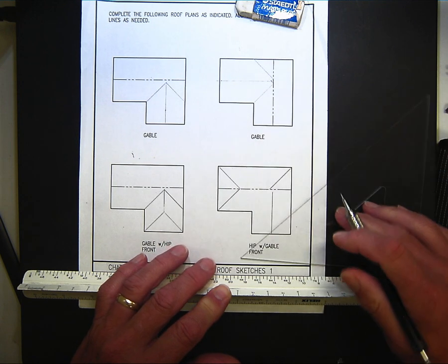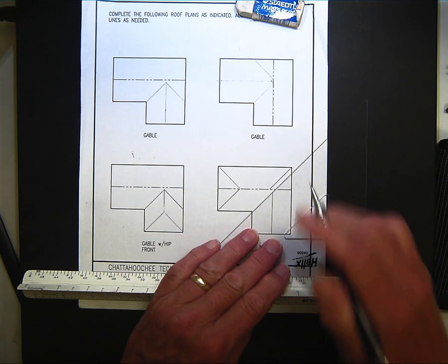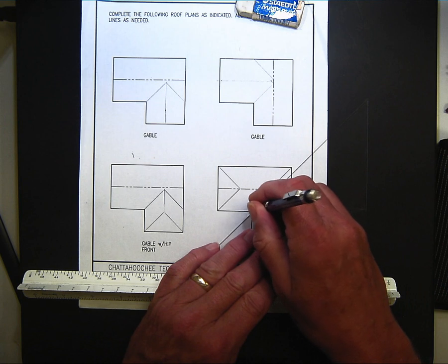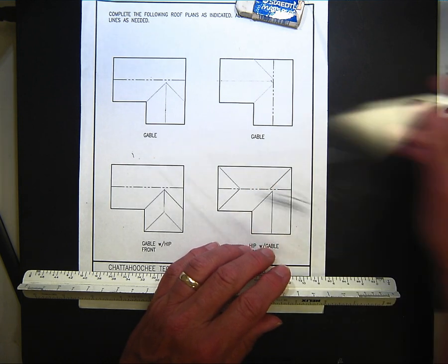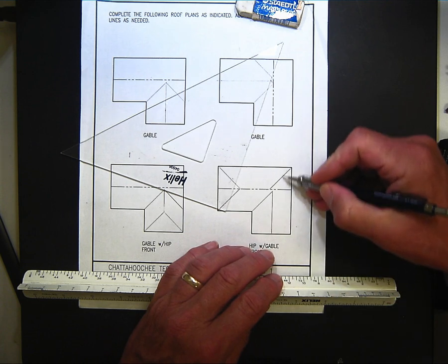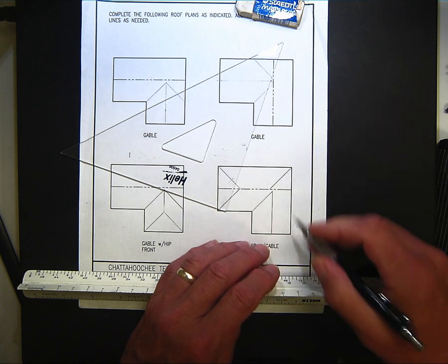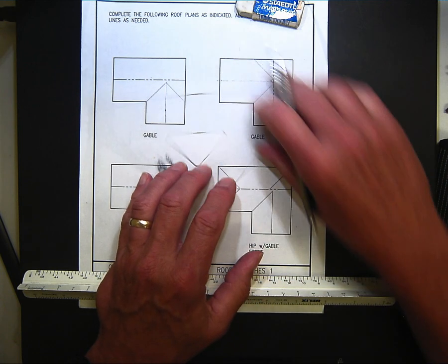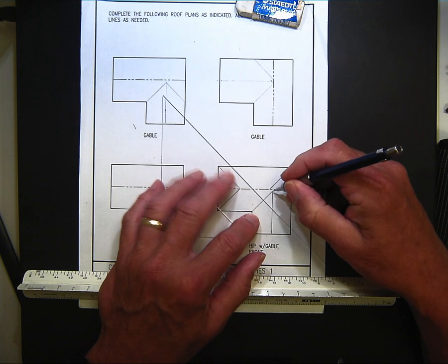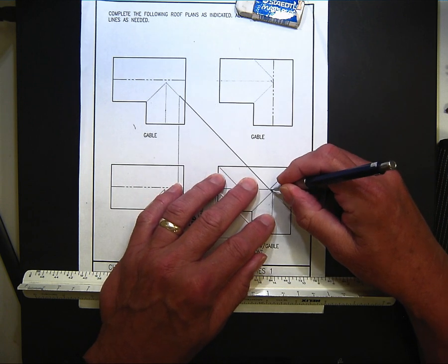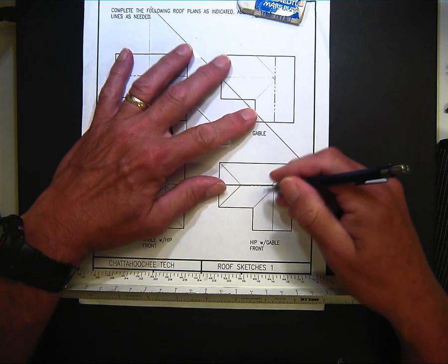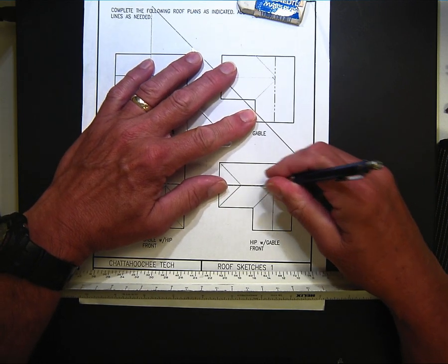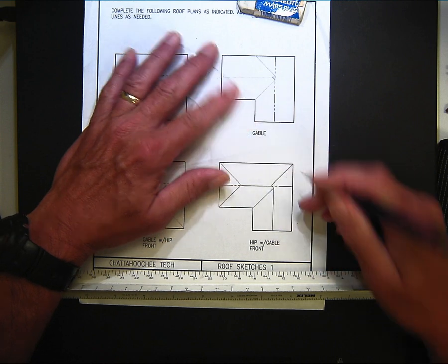Okay. And I have a valley that's going to come in and intersect right there. And I have this plane over here, which is all the same slope. So these two will join together right there. And then, of course, the ridge for the hip is right there.